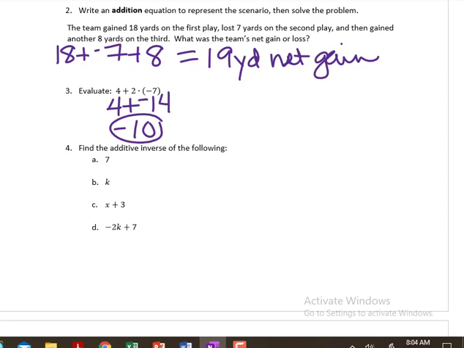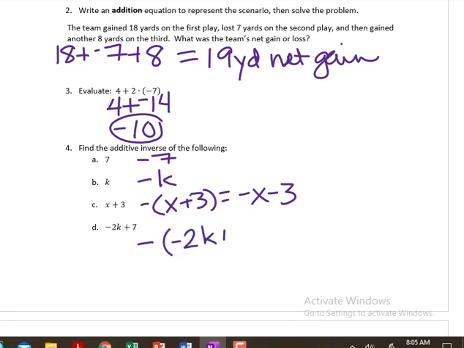Number 4, find the additive inverse. Now the additive inverse is what you would add to a number to get 0. So it's the opposite. For A, it would be -7. For K, it'd be -K. For C, instead of x plus 3, it's going to be negative the quantity x plus 3, or -x minus 3. And for D, it would be the opposite, or negative the quantity -2k plus 7, which would give 2k minus 7.